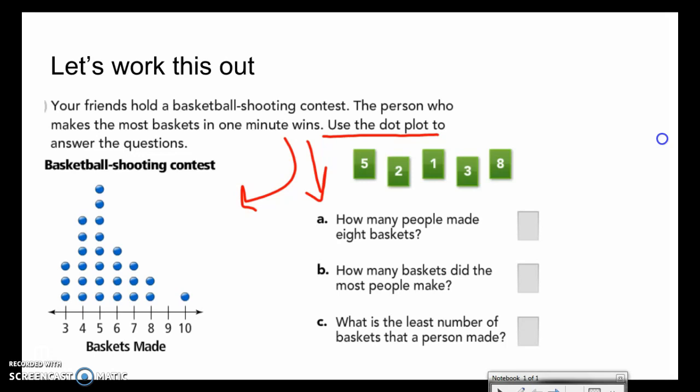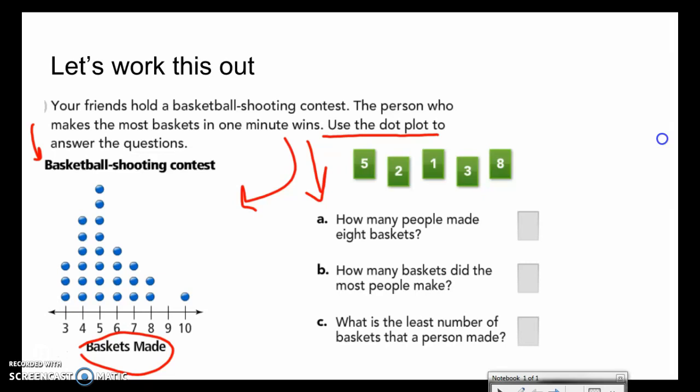So, right here it's telling us about the basketball shooting contest. And as you can see, underneath your line, you have a label. The number of baskets made ranges from 3 to 10. So it looks like none of your friends missed all the baskets. Which honestly means, I don't know what it means. It means something.